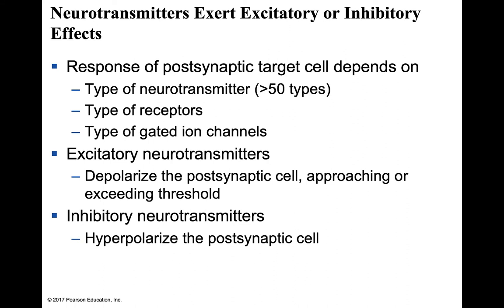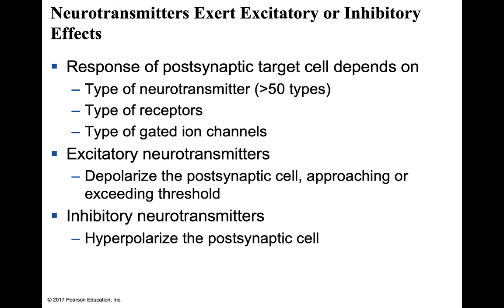Now, depending upon the postsynaptic cell and the neurotransmitter, that's going to have an impact on the action. There are lots of different types of neurotransmitters out there. We'll talk about some of them as we move through. Receptors are what the neurotransmitter will bind to. What I want you to keep in mind here is it's the receptor that actually determines the change in cell activity once it's been activated. Also, we're going to be looking at different types of ion channels.